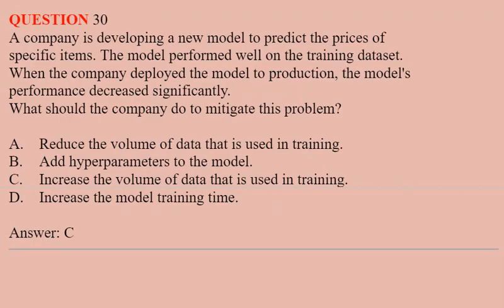Option A, reduce the volume of data that is used in training. Option B, add hyperparameters to the model. Option C, increase the volume of data that is used in training. Option D, increase the model training time. Correct answer is option C.